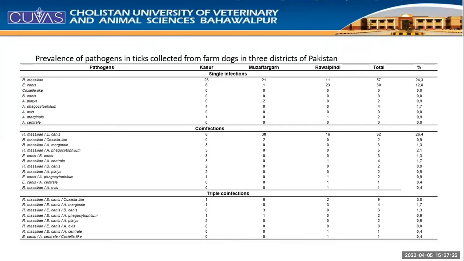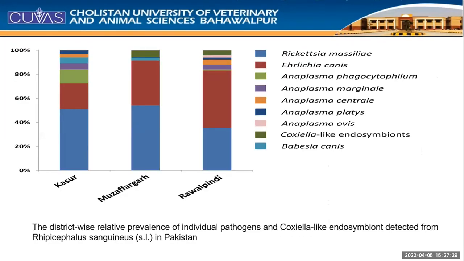districts of Punjab province. And this diagram represents the highest prevalence of Rickettsia massiliae in district Muzaffargarh, followed by Ehrlichia canis, Anaplasma phagocytophilum, Anaplasma marginale, Anaplasma centrale, and Anaplasma platys. Approximately 9 pathogens were detected in this study.